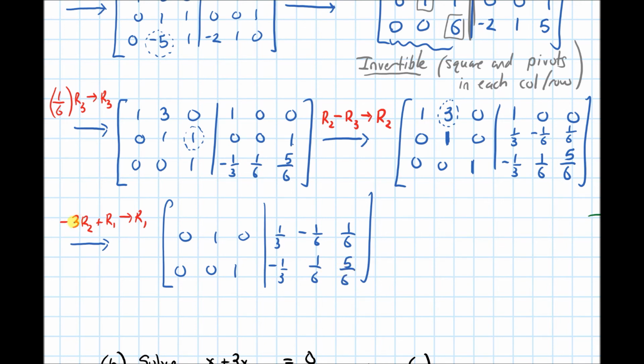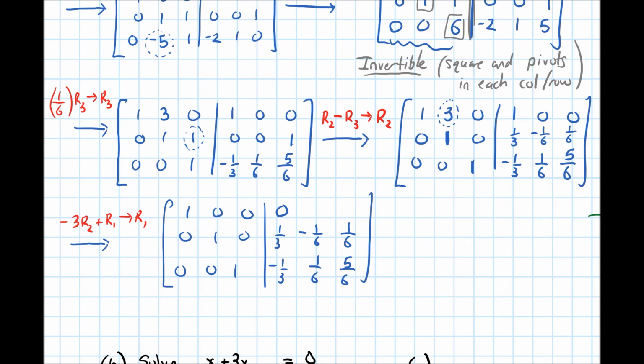So when I do negative 3 row 2 added to row 1, I'll get a 1 there, a 0 there, a 0 there, and that part is not bad. Okay, so negative 3 multiplied to 1/3 gives me negative 1. And if I add that to 1, I get 0.